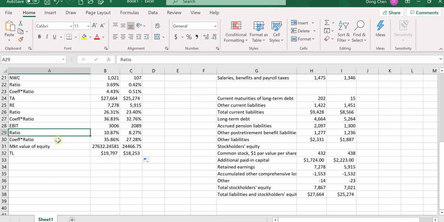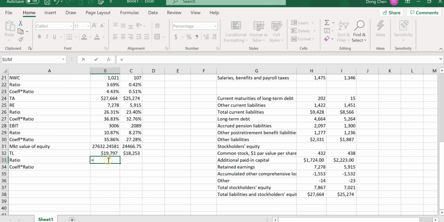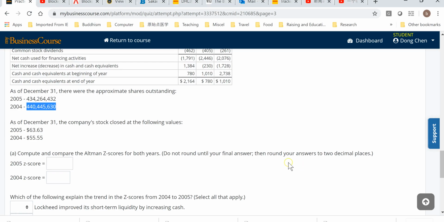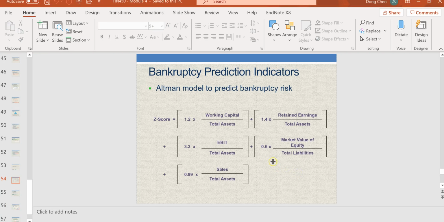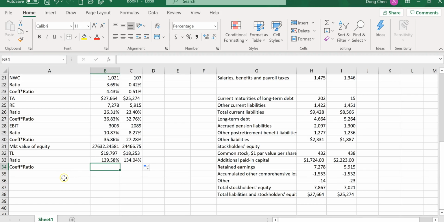And then I can use the ratio and the coefficient times ratio. The ratio here is the market value of equity divided by total liabilities. And so I can just pull the cell to the right. And then for the coefficient times ratio, let's go back and check the formula. It's 0.6. So it's 0.6 times this ratio here. And just pull the cell to the right to get the 2004 number.